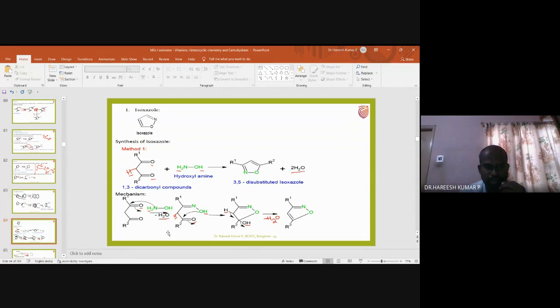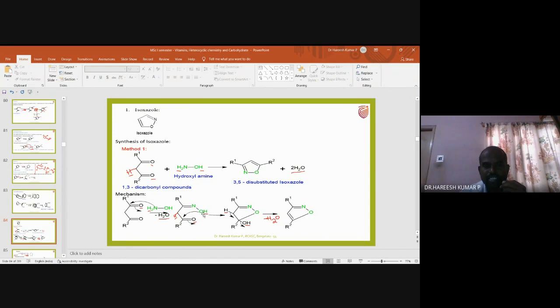So the lone pair present will attack this carbon. Oxygen will go out with these 2 hydrogen, removal of water, giving rise to oximinoketone. I think previously we discussed this oximinoketone, but this is not alpha oximino. So this is a ketone, this is alpha, this is beta. Beta oximinoketone is this.